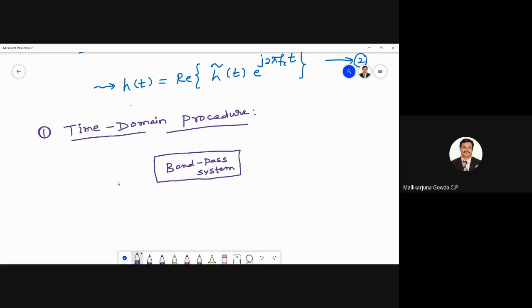Okay, the input signal to this bandpass system is s of t. So s of t is basically a bandpass signal, right? It is a bandpass signal, and the output of this bandpass system, I am representing by another variable called x of t. So this x of t is also a bandpass signal.